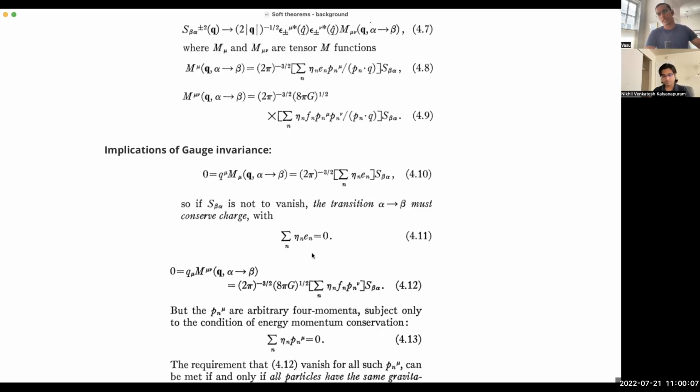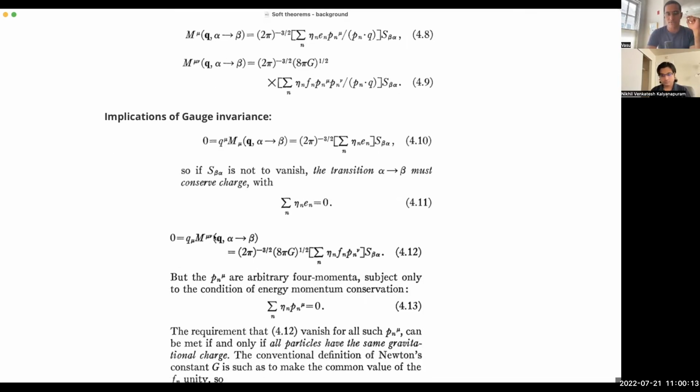But now let's go to the gravitational case, where you can say something more dramatic. At least from my perspective, it was much more dramatic to see. Right? And there, play the same game. Dot Q into M mu nu, that has to vanish. Now the soft factor involves 2 powers of P in the numerator, but only 1 in the denominator. So you do P dot Q in the numerator, it cancels P dot Q in the denominator, but you're left with 1 P.